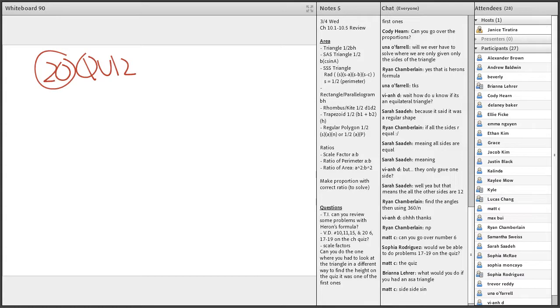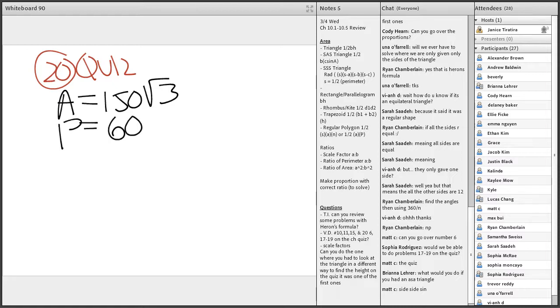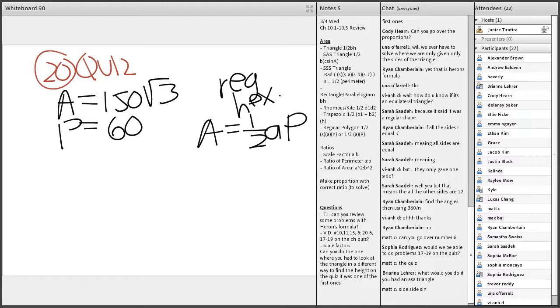So number 20. Pay attention if you need help with regular hexagons. So they gave us the area, 150 rad 3, and they gave us the perimeter. If you know your formula for a regular hexagon, then you're set. The formula is 1/2 AP, or 1/2 SAN. So that means I have everything but the A. I'm trying to find the apothem.